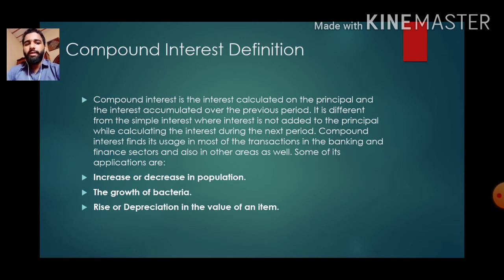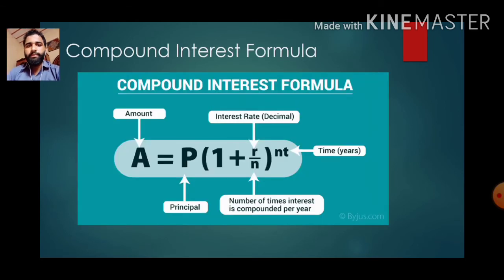Compound interest finds its usage in most transactions in the banking and finance sector, and also in other areas. Some of its applications are the increase or decrease in a population, the growth of bacteria, and the rise or depreciation in the value of items.